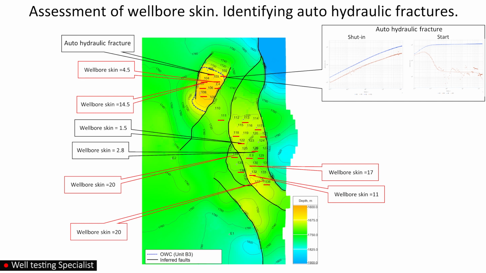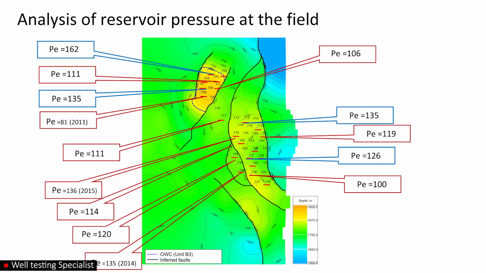The skin factors in these wells have been analyzed and found out that many wells have high skin factors. Such cases include, for example, wells 134 and 138. They have a skin of about 20, which makes them great candidates for stimulation. Also, according to the log plots, it's clear that we have autohydraulic fracturing on wells 101 and 102. So, it is necessary to take this problem into account during the development of this reservoir.